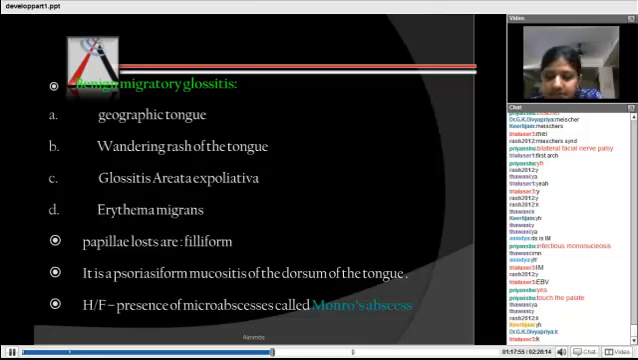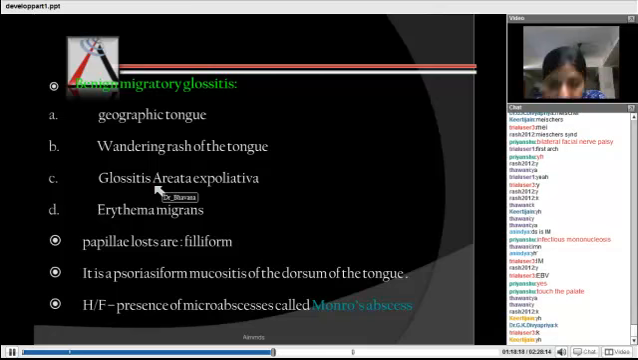median rhomboid glossitis. We have another term here called benign migratory glossitis. The other names of benign migratory glossitis are very important, and you have a long list of names. It's also called geographic tongue, wandering rash of the tongue, glossitis areata exfoliativa, and erythema migrans. And trust me, all of it has been asked. Erythema migrans has come, wandering rash has come, geographic tongue, and all three of them have been asked as MCQ.